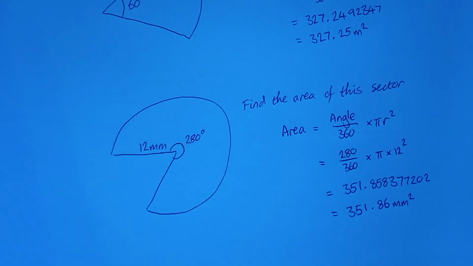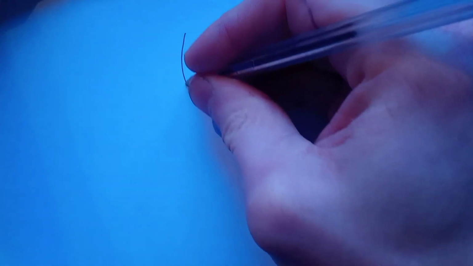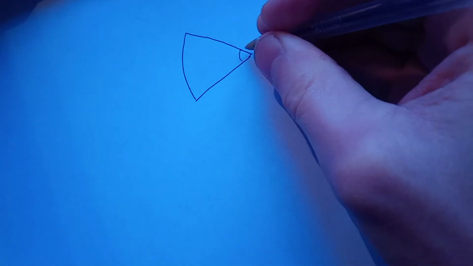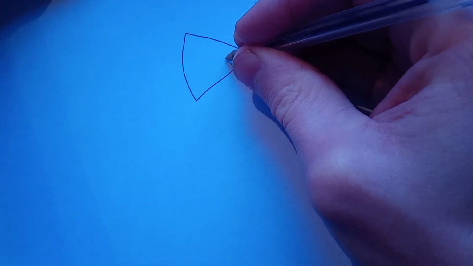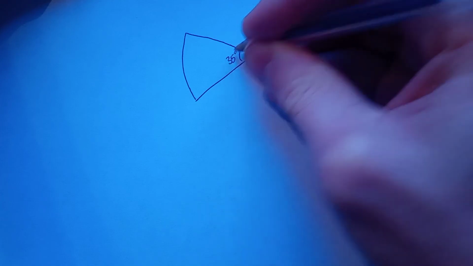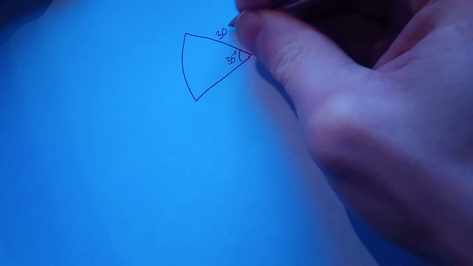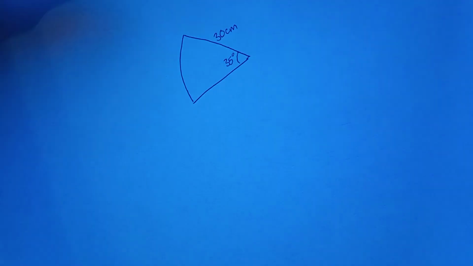What I'd like you to do, like the other ones, is have a go at one for yourself, and when you've had a go, I'll run through an answer with you to check that you know exactly what's happening. So this one up here, we're going to give an angle of 35 degrees, and it's going to have a radius of 30 centimeters. So have a go, and in the next video I'll run through the answer to that.